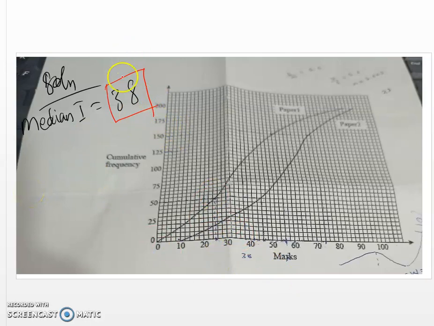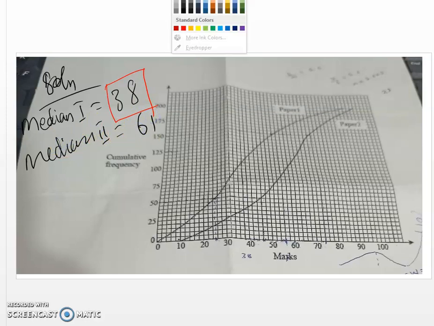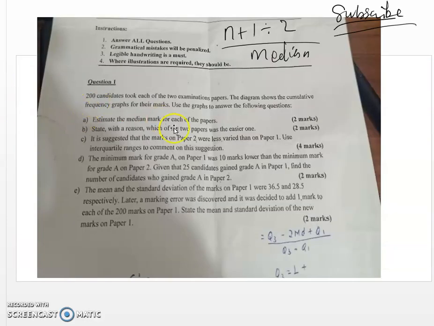So the second median from paper 2, median 2, will be equal to 61 if we estimate that. Therefore, we've answered the first question, that we estimate the median mark for each of the papers. So paper 1 is 38 and paper 2 is 61. So that answers the first question.